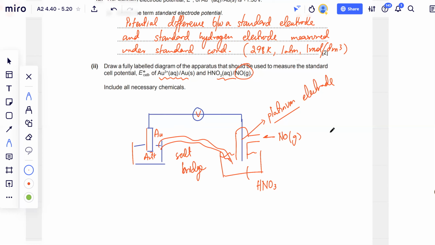And just to be on the safe side, mention the conditions. The NO gas would be at 1 atmosphere pressure. The nitric acid should have a concentration of 1 mole per dm cube. The Au3+ over here should be 1 mole per dm cube. So mention these conditions.